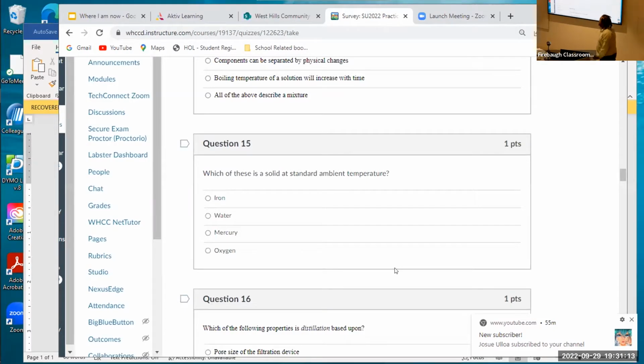Okay. Which of these is a solid at standard ambient temperature? A solid at room temperature. So which one is solid at room temperature? Iron, water, mercury, or oxygen? Iron. Oil. Oxygen. Or what is that? No. Yeah. Iron. It's solid at room temperature or ambient standard temperature.